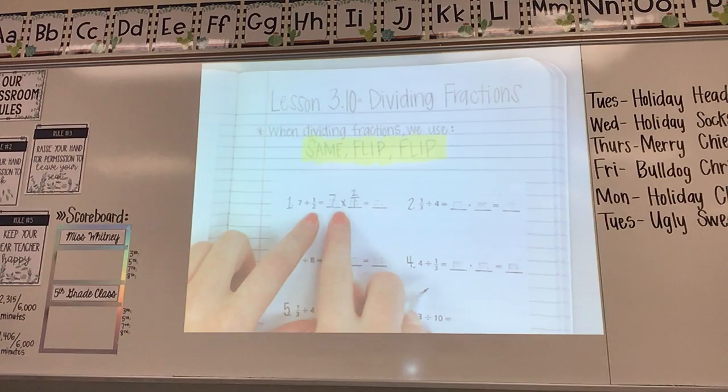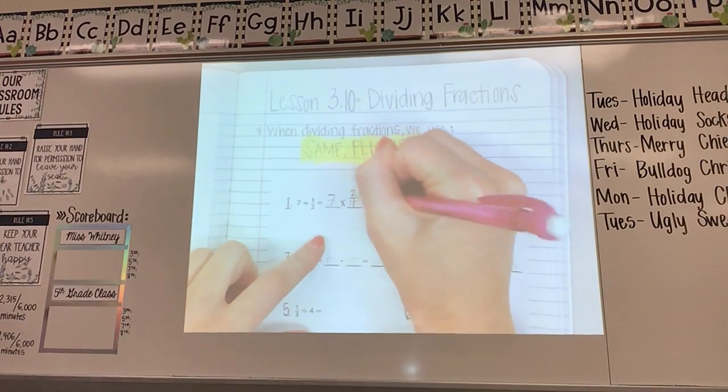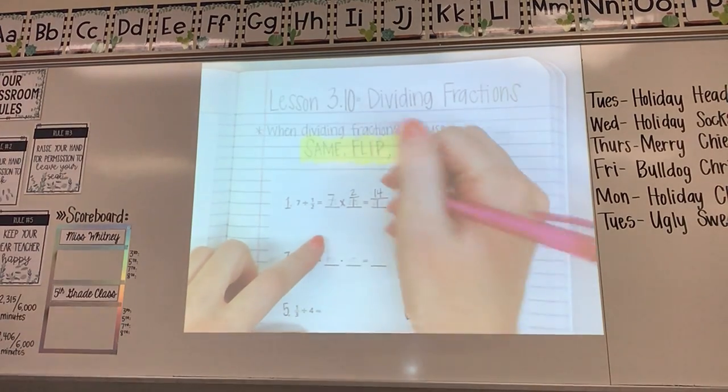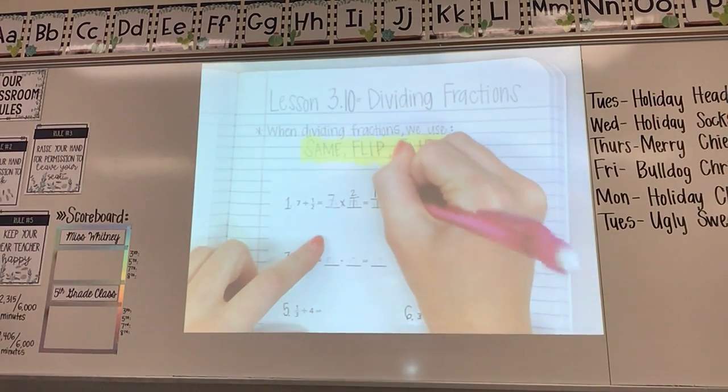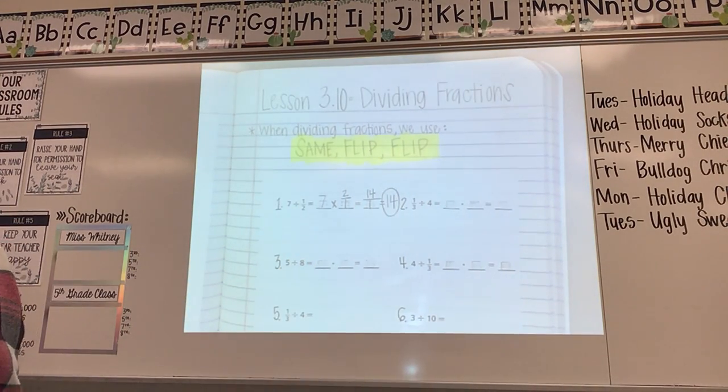Now I have multiplication and I already know how to multiply. I'm going to take my big number times the top. That gives me 14. My bottom number stays the same. Now 14/1, remember, if a fraction has a 1 on the bottom, it's the same as just a big number, whatever's on top. So that's the same as just a big 14. And that's as simple as it is. Same, flip, flip. Let's try another one.